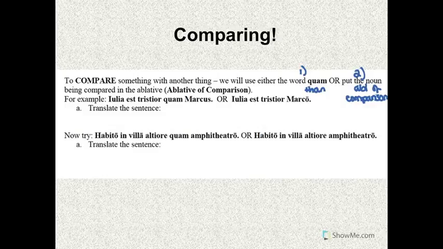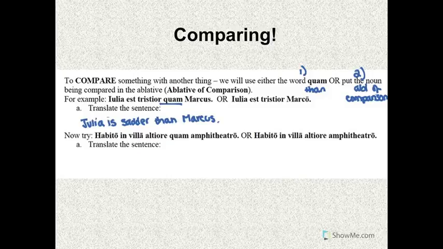I have two examples. Let's start off with the first one. Julia est tristior quam Marcus. We'll translate this as Julia, or Julia in English, est is, tristior, sadder. Quam, we'll translate this as than. Marcus. Now, when we use quam like this, the words that are being compared on either side of the quam must be in the same case. So Marcus is in the nominative to show that it is being compared with Julia.